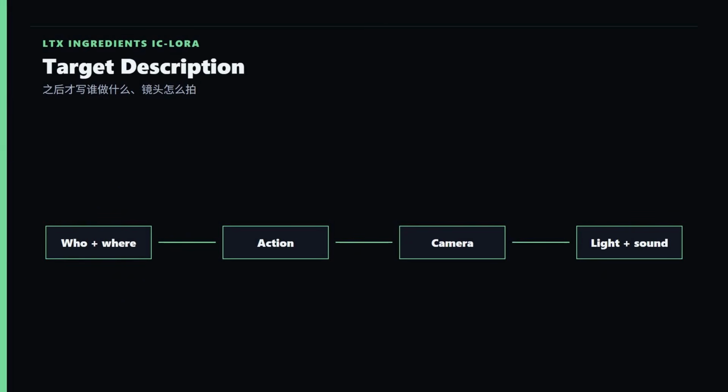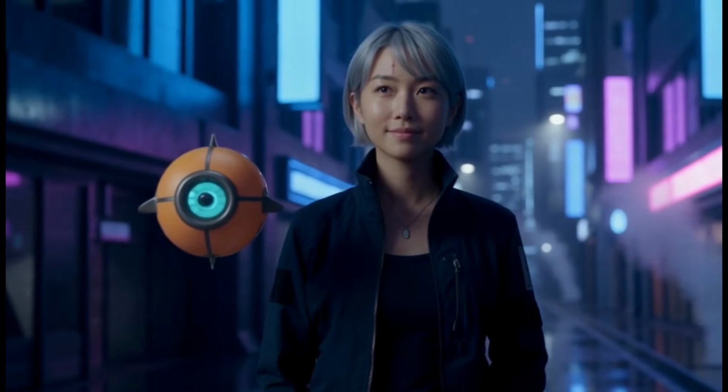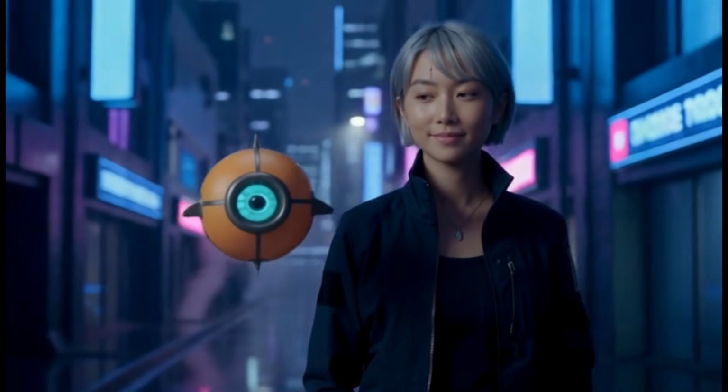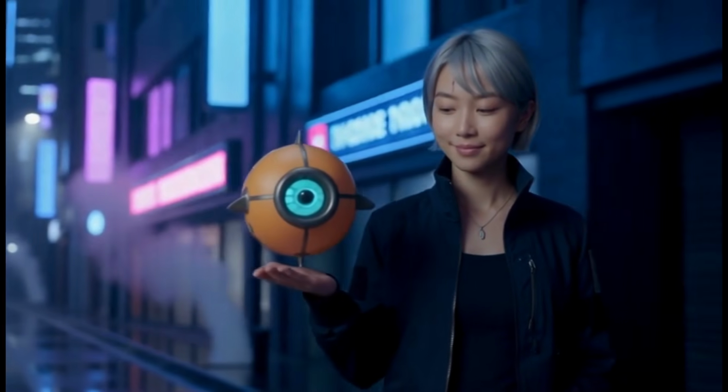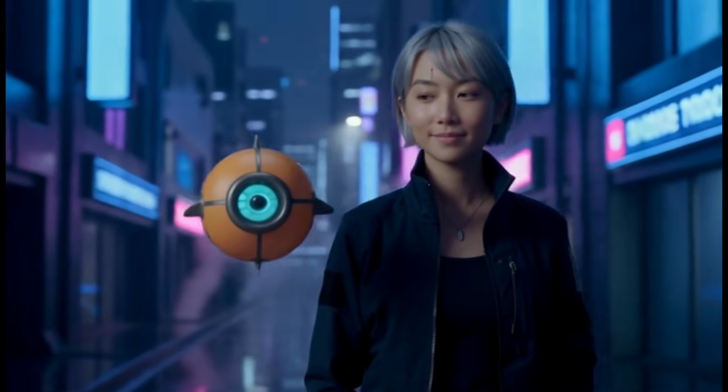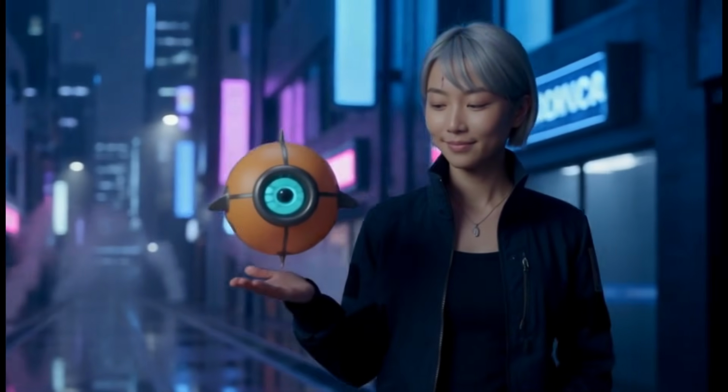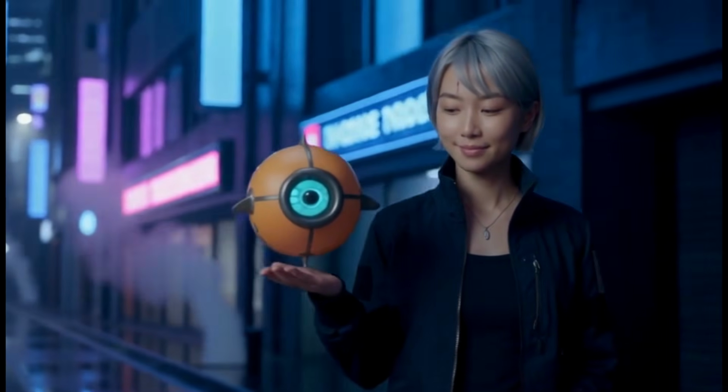In this example, we write that the character is walking through a neon street on a rainy night. A robot floats beside the character's right shoulder. The character stops and raises their right hand. The robot descends and hovers above the character's palm. Then, the camera slowly pulls back, keeping both the character and the robot in the center of the frame. Pay attention to the order here. First, introduce the subject, then explain what the subject does. Then describe the camera. Finally, describe the lighting and atmosphere.